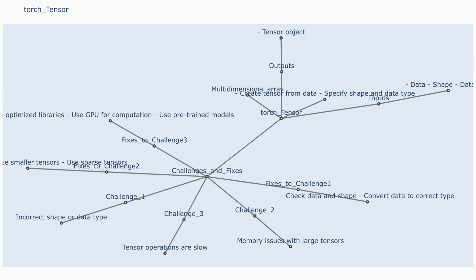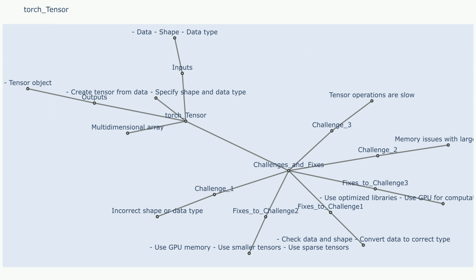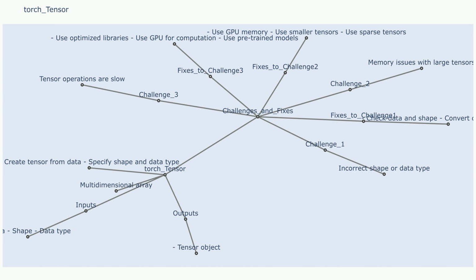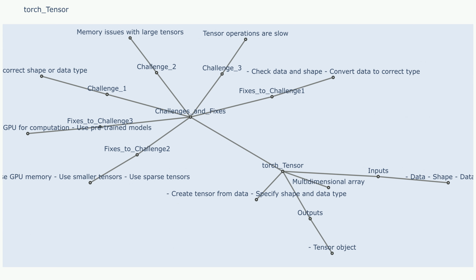Challenges and fixes. Shape mismatch, trying to perform operations on tensors with incompatible shapes. Sample use case that resulted in challenge 1: adding two tensors with different numbers of elements. Fixes to challenge 1: reshape one of the tensors to match the other's shape or use broadcasting rules if applicable to automatically expand the smaller tensor.